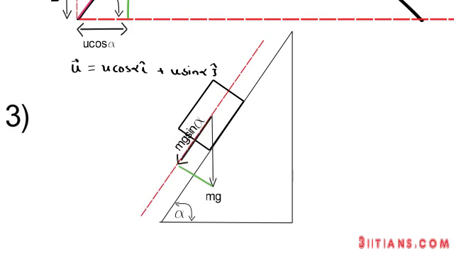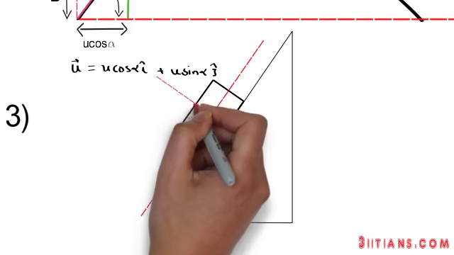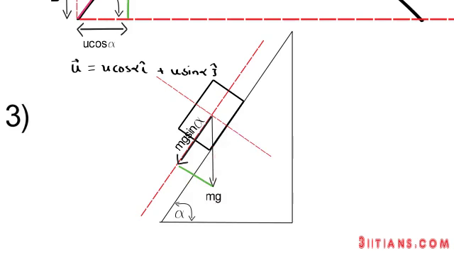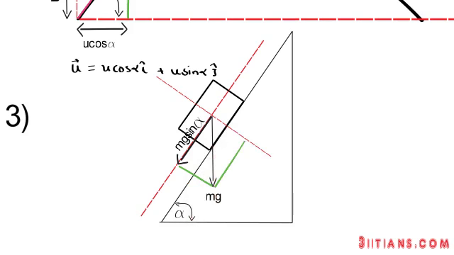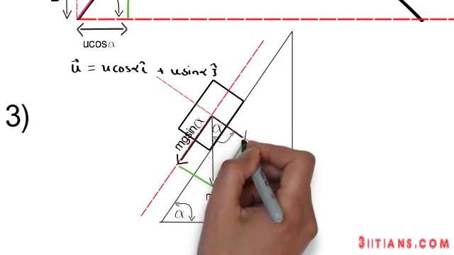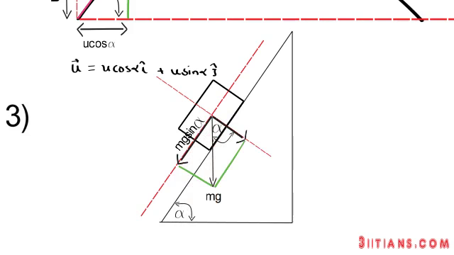Similarly, if we want to find the component of the vector along a direction which is perpendicular to the plane of the wedge, we will drop a perpendicular from the head of the vector mg to that direction. This angle will also be equal to alpha. Therefore, the length from the tail of the vector to the foot of the perpendicular will be equal to mg cos alpha. Thus, mg sin alpha will be the component along the direction of the plane and mg cos alpha will be the component perpendicular to the direction of the plane.